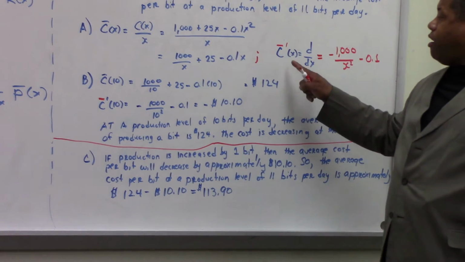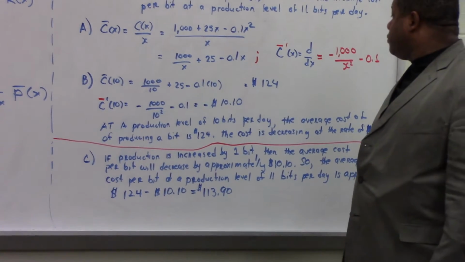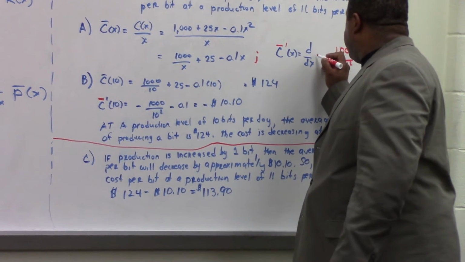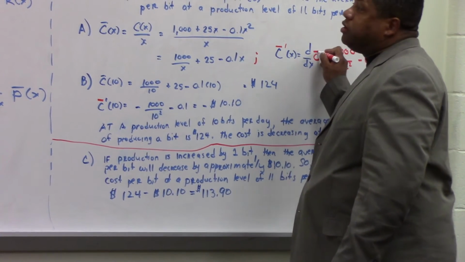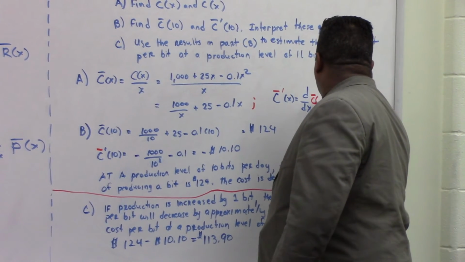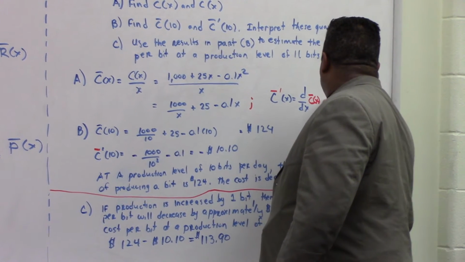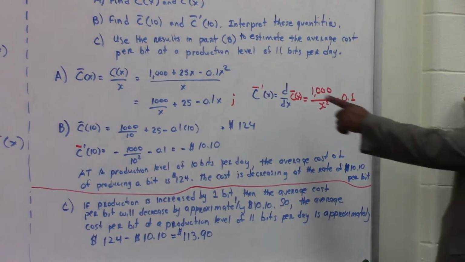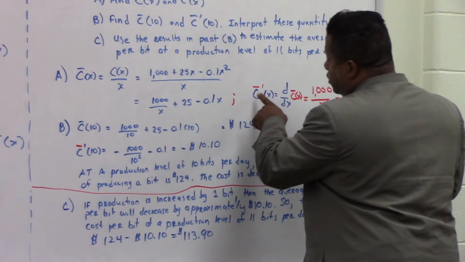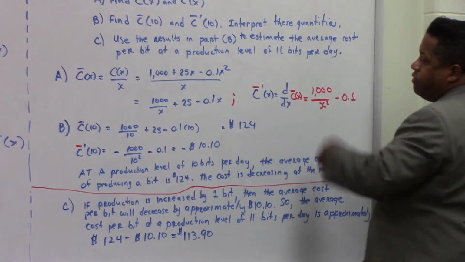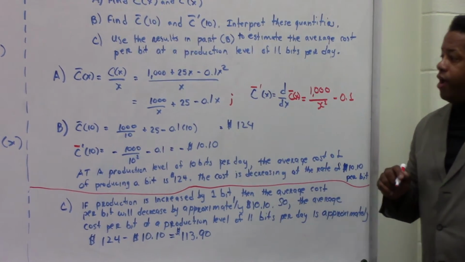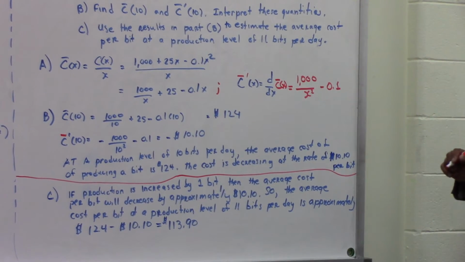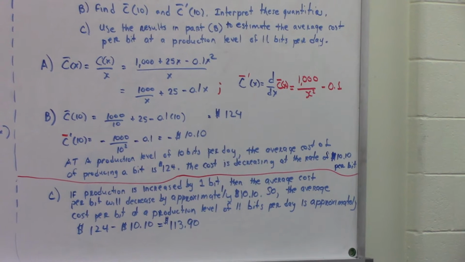Remember, this is C bar prime, which is the derivative. Now let's look at this, the derivative of what? C bar of x. C bar prime of x is the derivative of C bar of x. Everybody see that? I just wanted to make a note of that. Okay, that's very, very important. I want to leave nothing out.